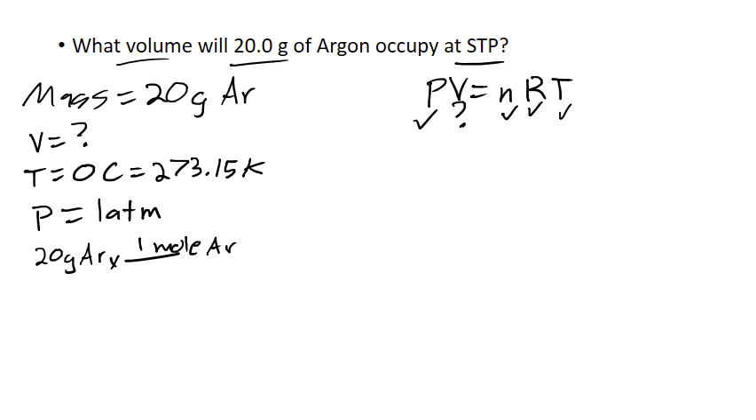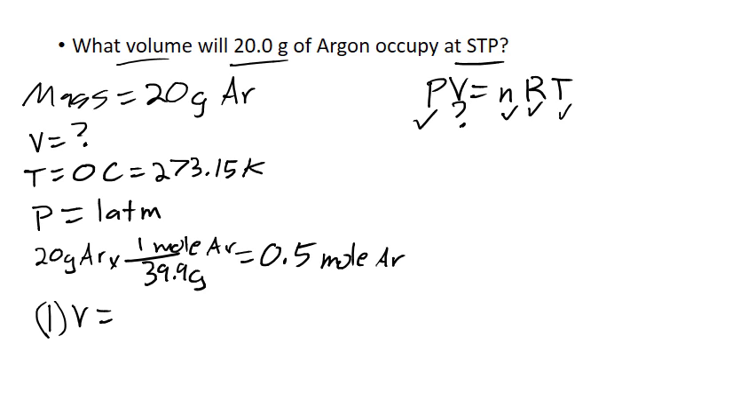For every 1 mole of argon, if you look at the periodic table, the mass of argon is just 39.9. Again, that's about 1/2 mole of argon. And now we have our mole values, so we can just plug in all the numbers and solve for V. So when you plug them all in, it's just 1 times V is equal to 1/2. That's our n.